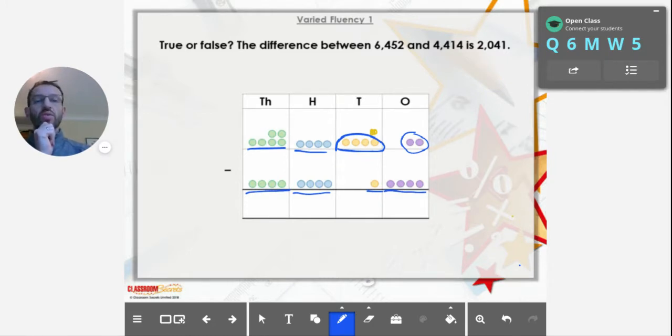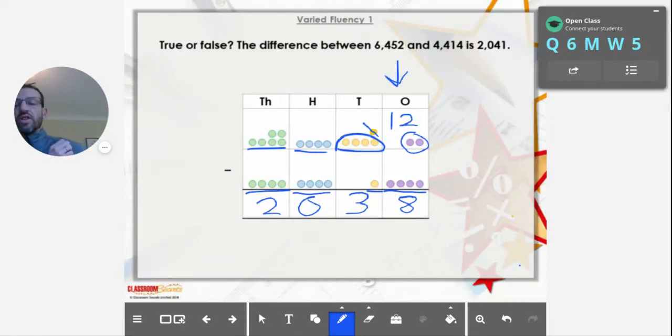I've got 2 at the top in the ones column. I can't take away 4 from 2, so I'm going to have to exchange here. So I cross off one of those 10s and it comes down here. So I'm going to end up with 10 and 2 is 12. 4 from 12 is 8. 1 from 4 is 3. 4 from 4 is 0. And 4 from 6 in the thousands column is 2. So the answer is 2038.